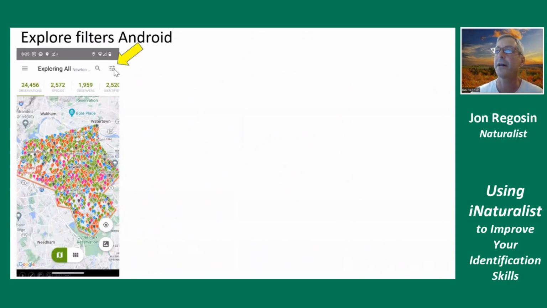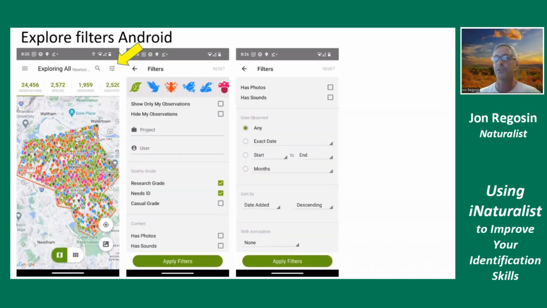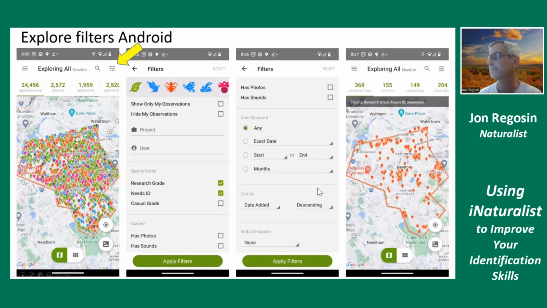On the Android, I have a full filter window that I also have on the website, so I can filter by many more things. For example, I could select all the bees that have been seen in September and October, because I'm getting ready to go do a survey at Webster Woods. I can set specific dates, and then I can apply those filters. And it tells me what I'm searching for. So here I filtered to insects, any grade, whether they've been researched or not, and then in September. So these are all the insects in September of any year in Newton.